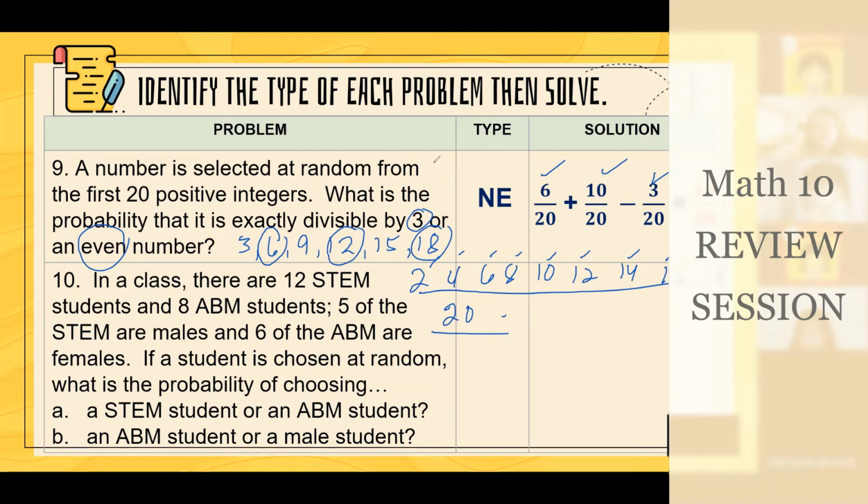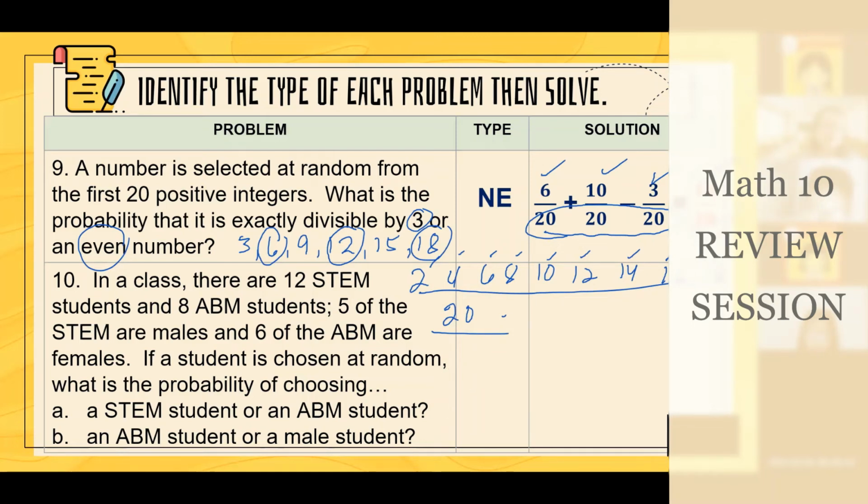And that makes it non-mutually exclusive. And then solving this, 6 plus 10, 16, minus 3 is 13 over 20. So take note, if it's addition and all the denominators are the same, simply copy it. So 13 over 20, we cannot reduce it to lowest term. So 13 over 20.